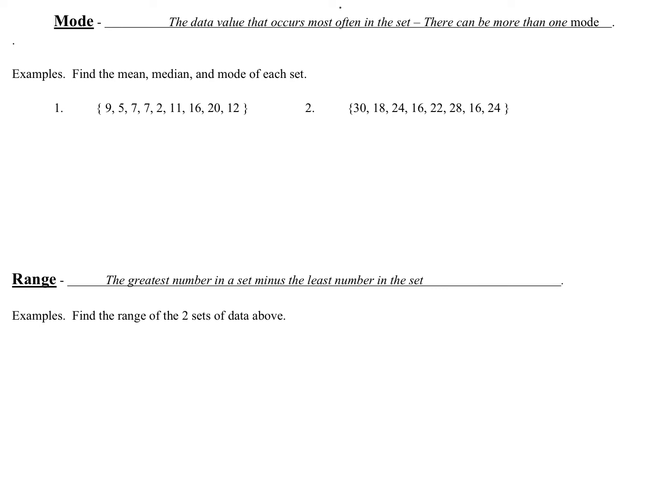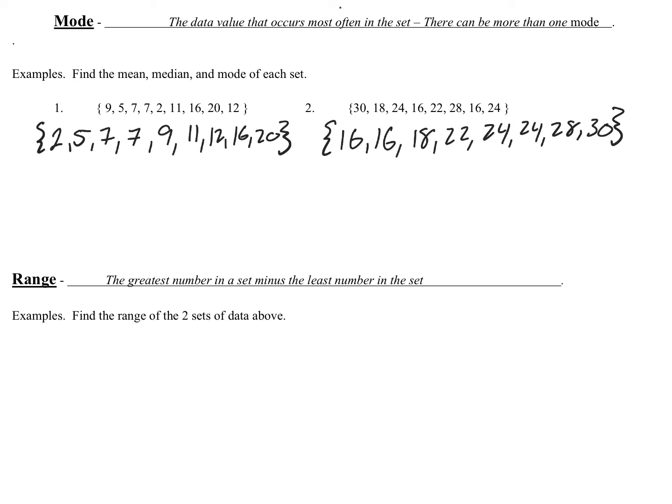So when you're doing any of this work, it's very important to remember to first and foremost put your data set in order from least to greatest. So I'm going to go ahead and do that for both of these data sets to save us a bit of time. Okay, so we now have our two data sets in order from least to greatest. And you can pause the video if you need to take a moment to write these down on your paper. We're going to find the three previously mentioned pieces of information about these data sets.